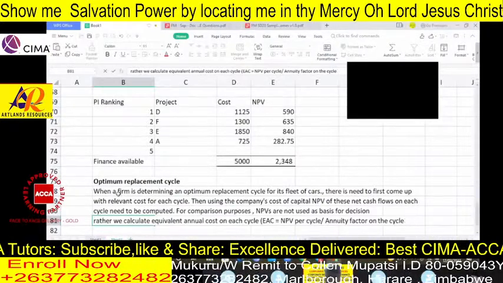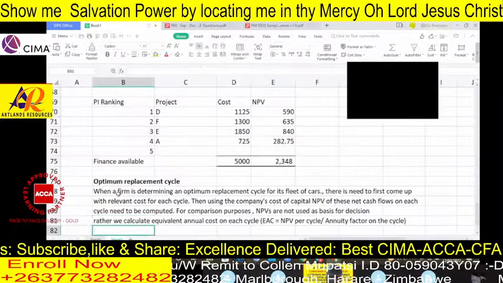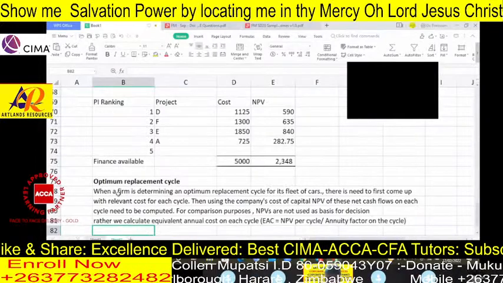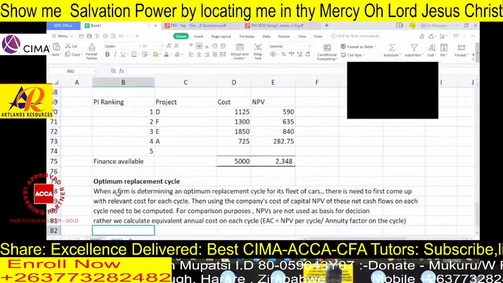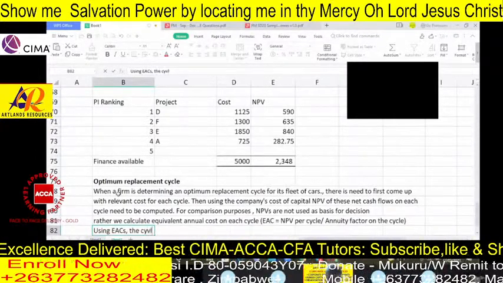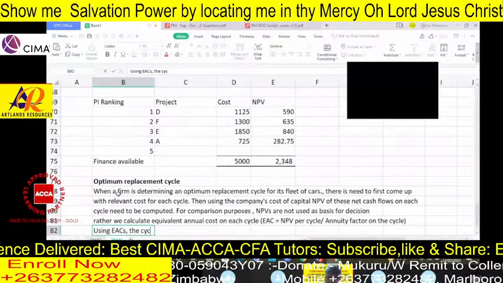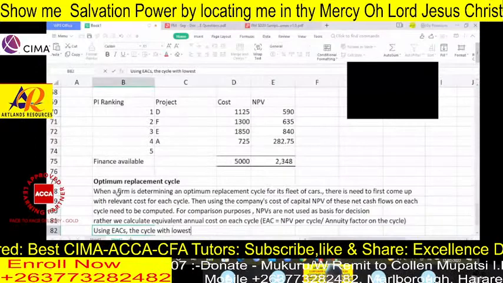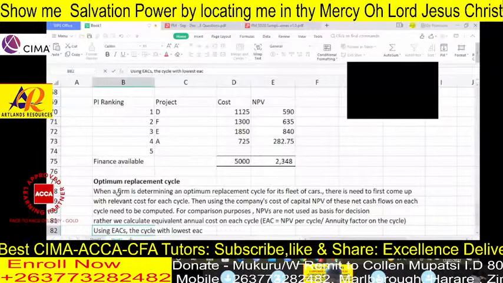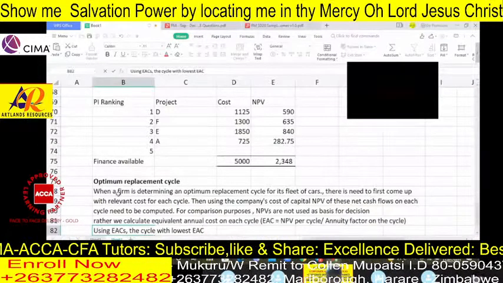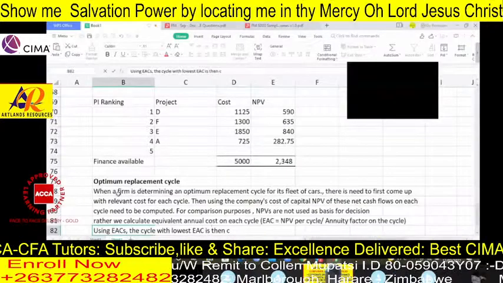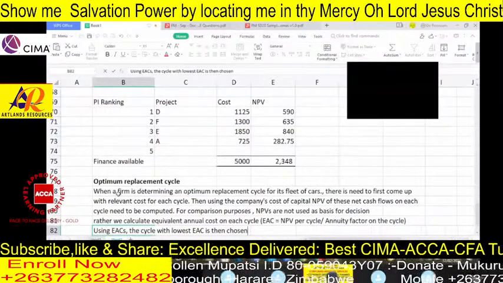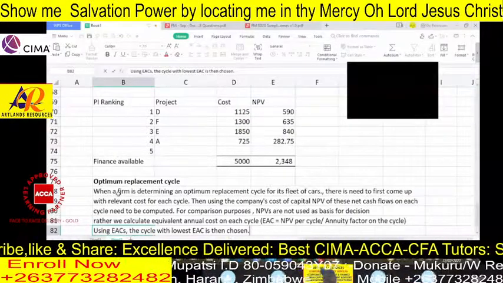Right. Using EACs, the cycle with lowest EAC is then chosen.